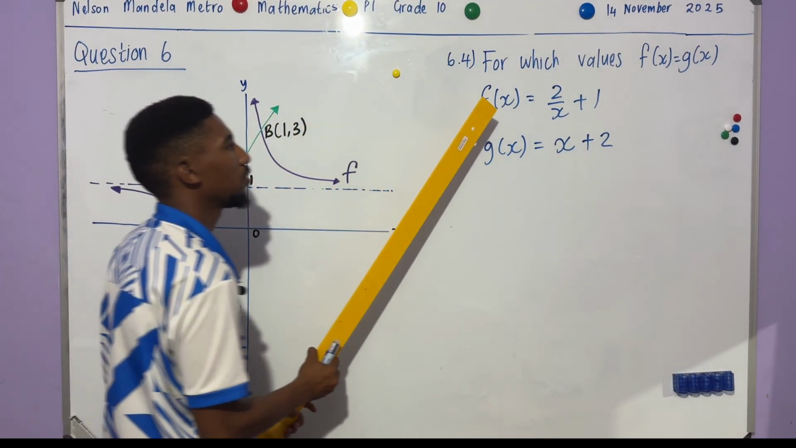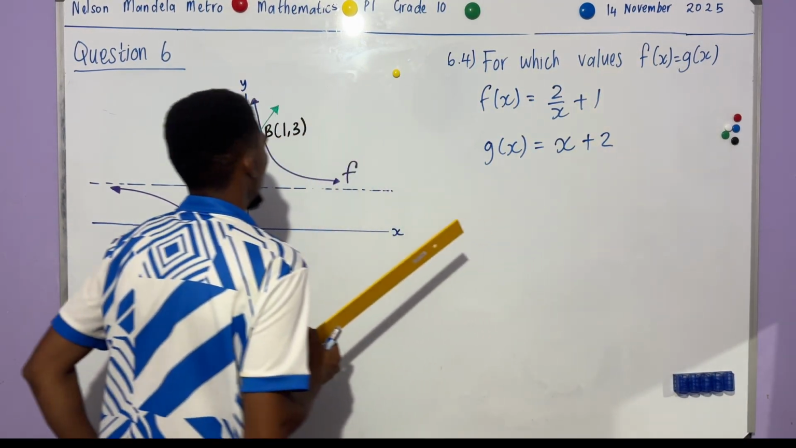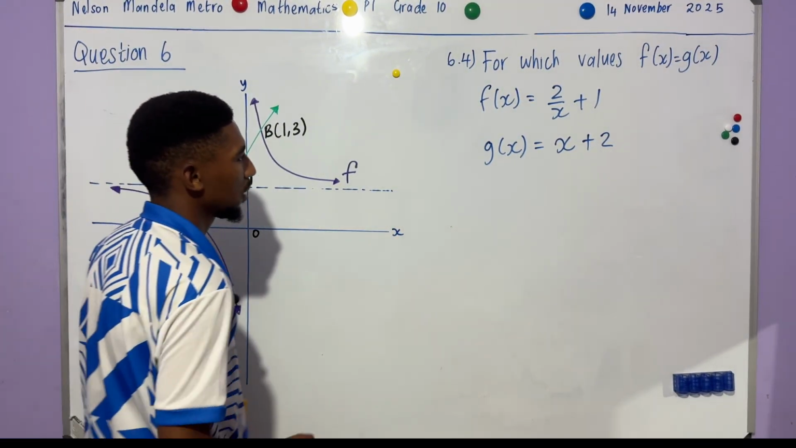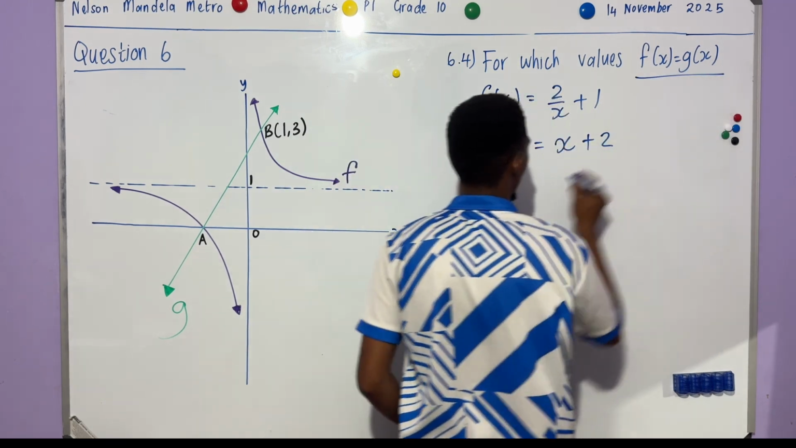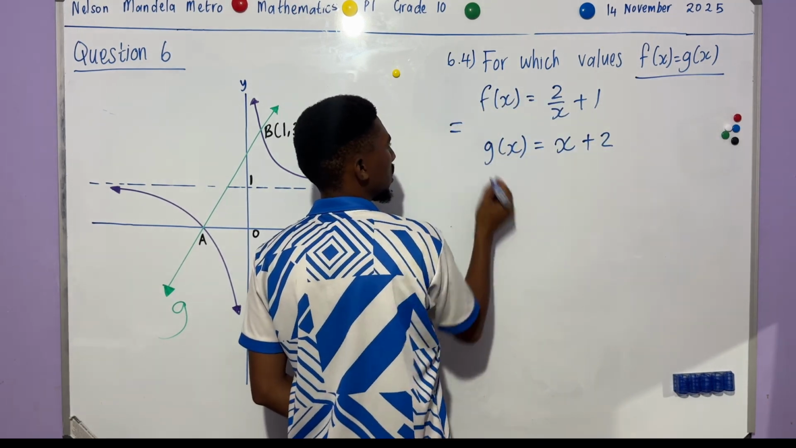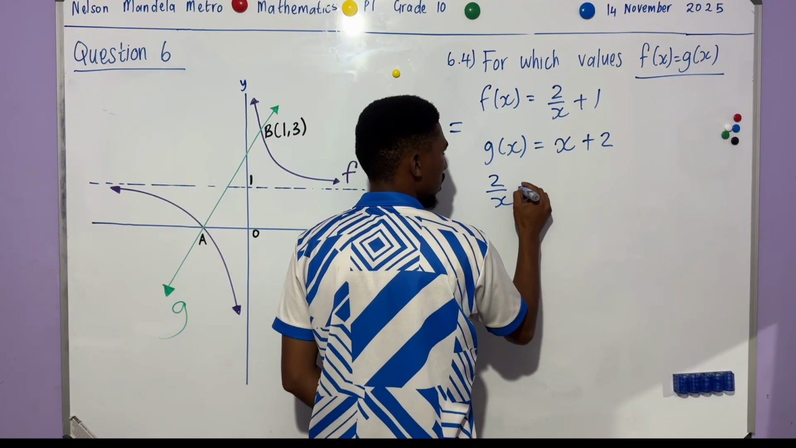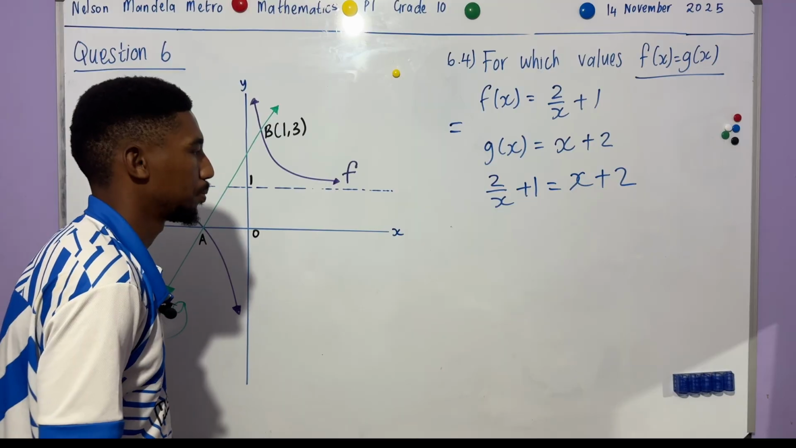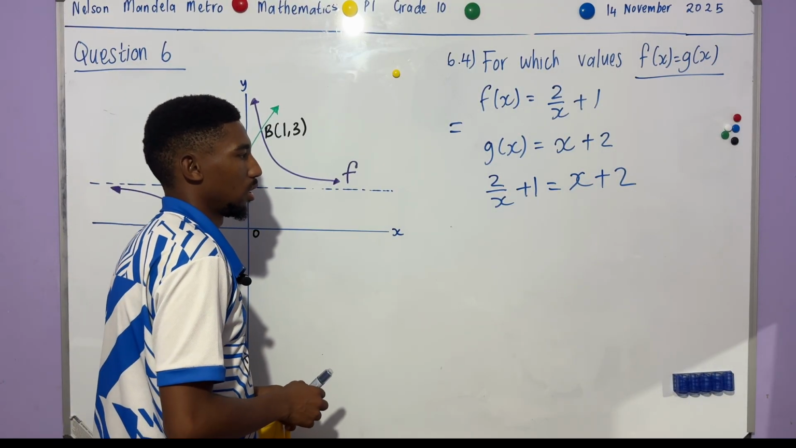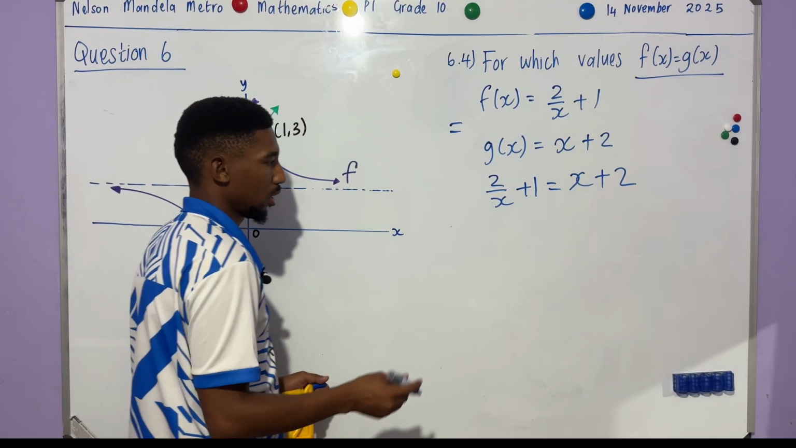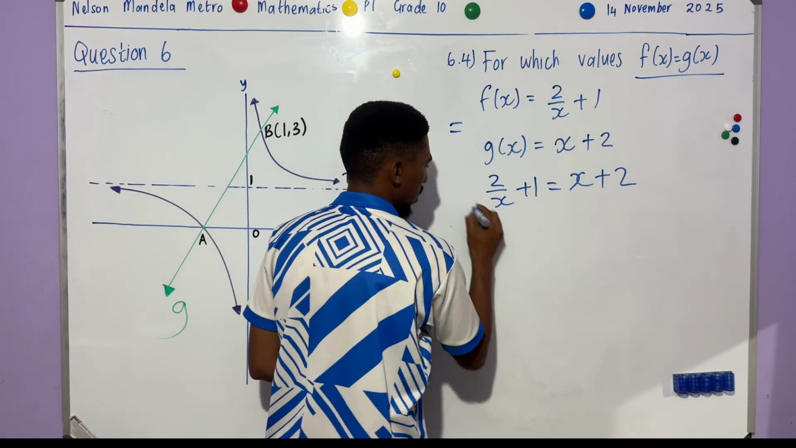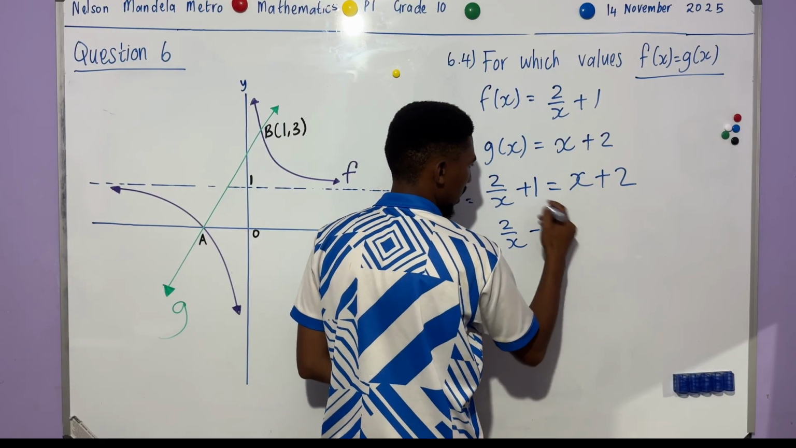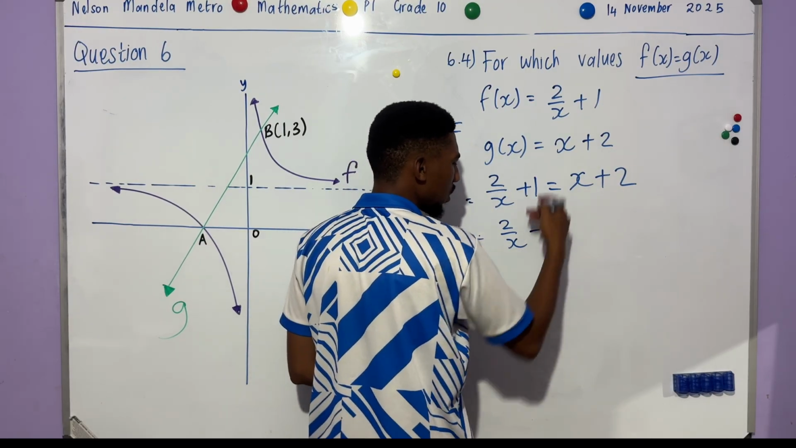Now, in order for us to find the values, we are simply going to equate the two graphs. As this is saying f of x equals g of x, we're going to say the equation of f, 2x plus 1, equals the equation of g, which is x plus 2. And we need to solve for x here. First and foremost, I'm going to take the 1 over, and have 2 minus x. I'm taking the x to the left-hand side, and I'm going to bring the 2 over.